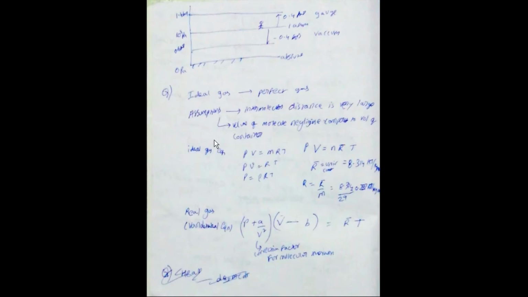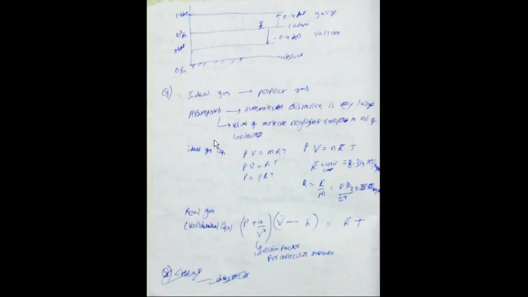Ideal gas, perfect gas. Assumptions: intermolecular distances are very large, and the volume of molecules is negligible compared to the volume of the container. For an ideal gas, PV is equal to MRT, PV is equal to nR bar T, PV is equal to rho RT. R bar, the universal gas constant, is equal to 8.314 kilojoule per kilomole Kelvin. R is equal to R bar by M, for air 8.314 by 29, which is equal to 0.287 kilojoule per kg Kelvin.